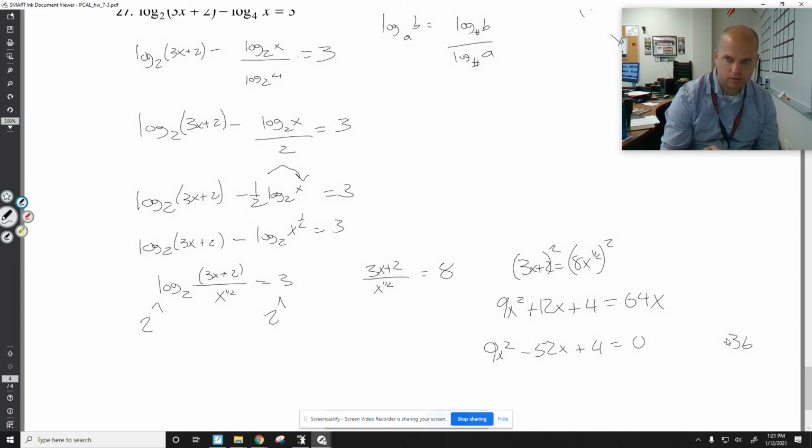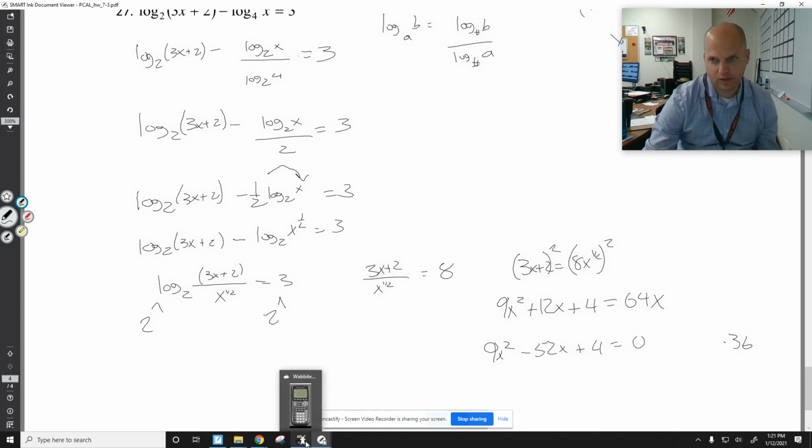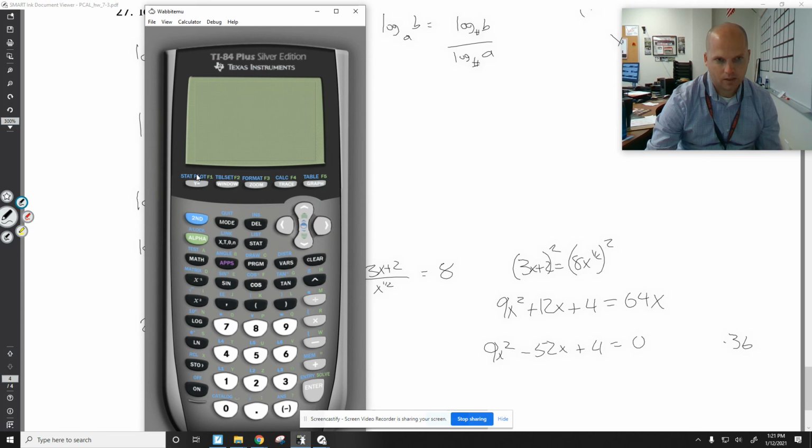Not 26 and 2. I feel like this is another quadratic formula one. I'm going to go back to the old days of graph to solve: 9x squared minus 52x plus 4. When does that equal 0? Find the intersections. Yeah, this is total quadratic formula.